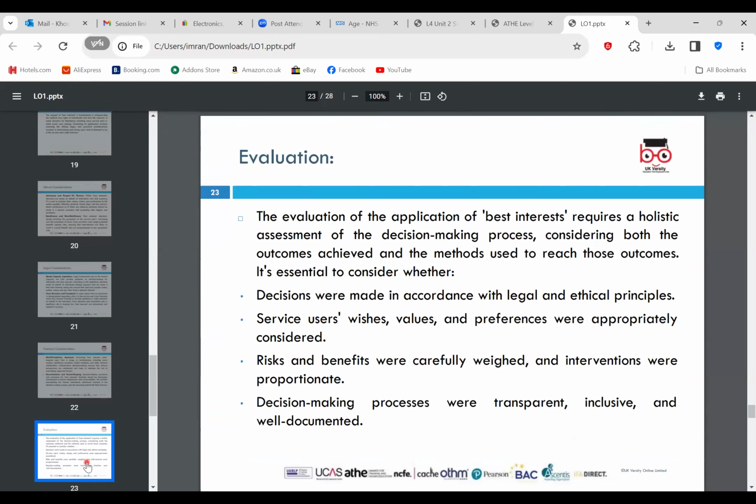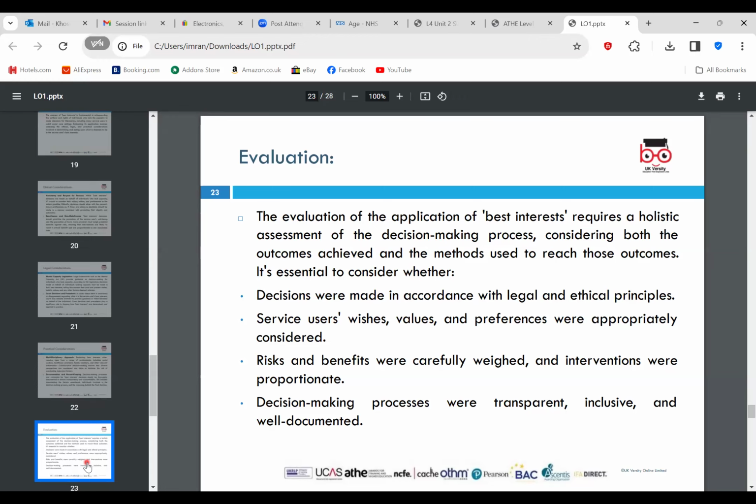Once a decision is made, it is essential to consider whether the decisions were made in accordance with legal and ethical principles, and whether the service user's own wishes, values, and preferences were considered appropriately. Were the risks and benefits weighed carefully, and were the interventions appropriate and proportionate? Did they include them or not in the decision, and were they?